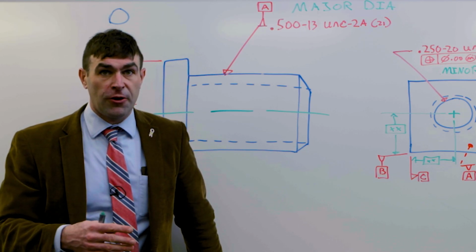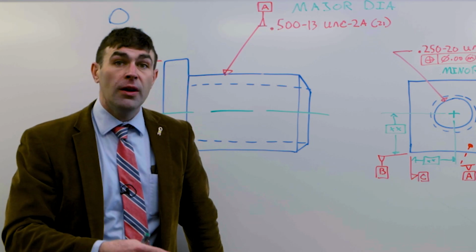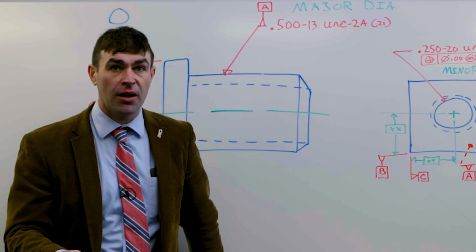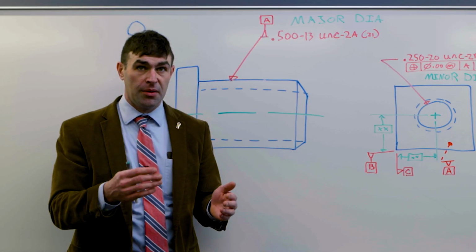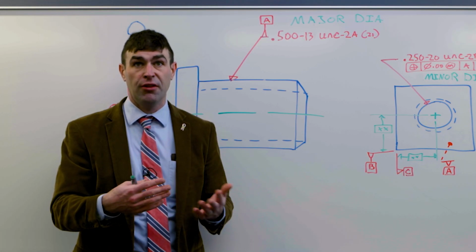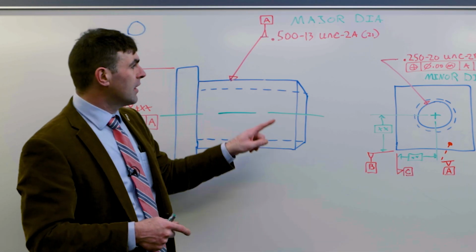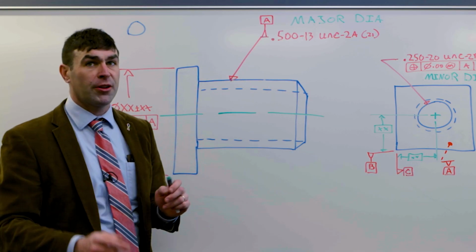The reason is it's just engineering conservatism. There is a difference between the axis of the pitch cylinder and the axis of the minor or major diameter. The pitch cylinder will locate a mating part with an inverse screw thread. The minor or major diameter is just considering the tippy tops of the threads. So let me show you graphically what I mean.